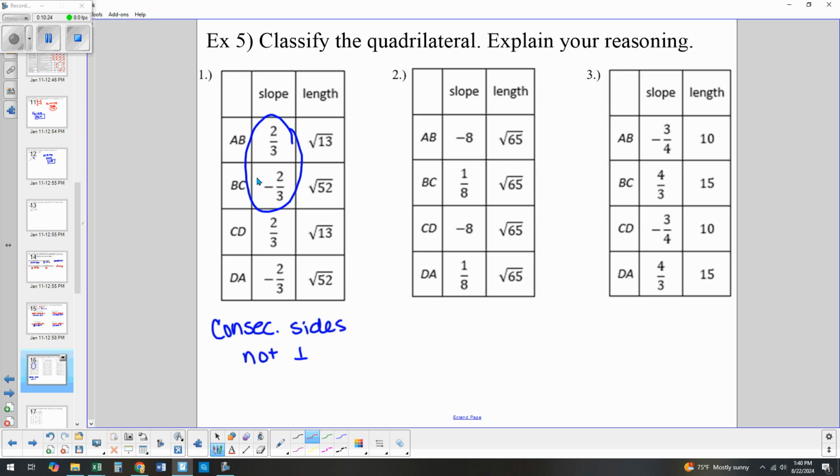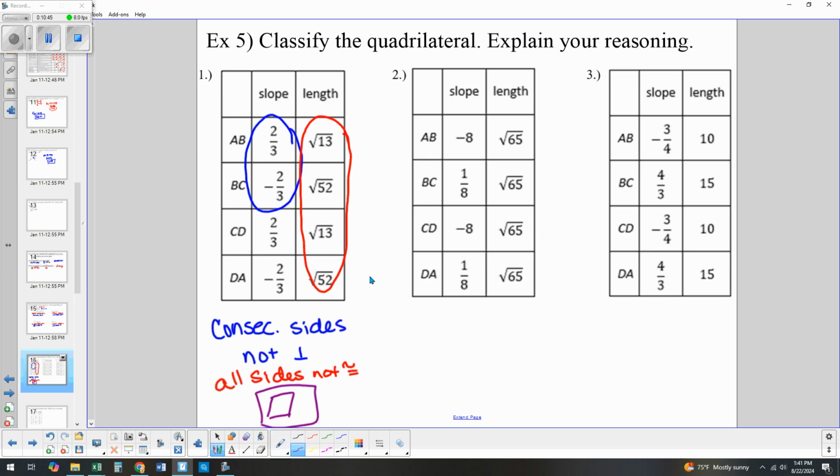So I'm going to check my distances. Are all sides congruent? No. All sides not congruent. So that means it's not a rhombus. It is just going to be considered a parallelogram. I'm not going to write the word because it's too long.